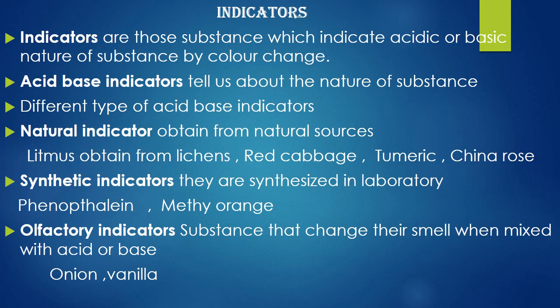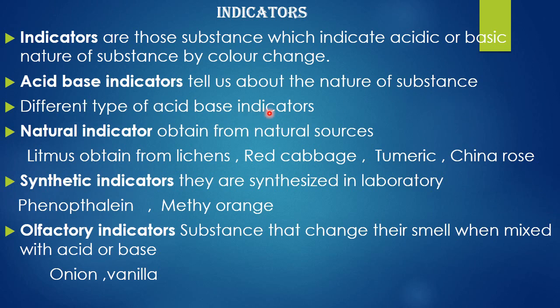Children, we know now that acids are those substances which when dissolved in water produce hydrogen ions or hydronium ions as positively charged ions, while bases are those substances that produce hydroxide ions when dissolved in water. Now, whether a substance is an acid or a base, we can identify with the help of indicators. Indicators are substances which indicate the acidic or basic nature of a substance by color change. There are different kinds of indicators. Here we'll be discussing acid-base indicators, which tell us whether a substance is acidic or basic.